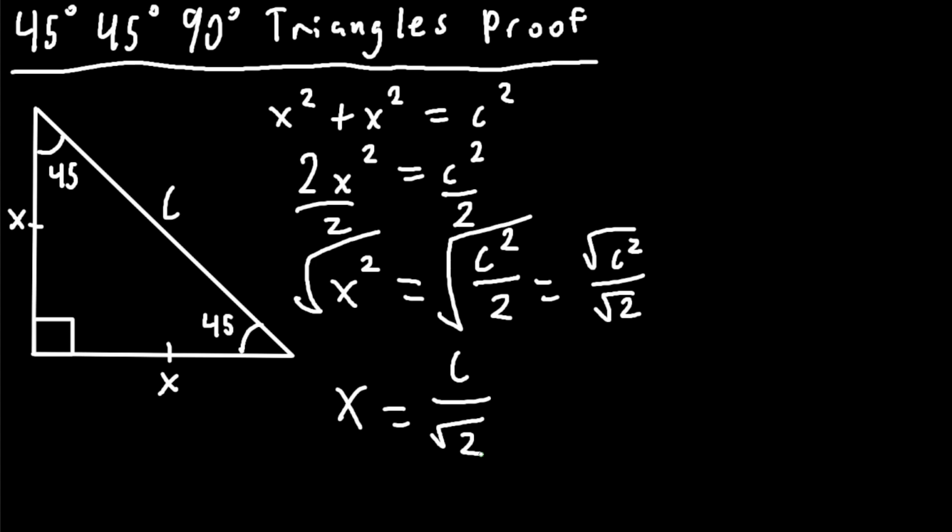Now I kind of want to get c by itself because I want this in terms of x. So now I'm just going to multiply both sides by this square root of 2. So now I'm going to end up with x times the square root of 2 is equal to c. Essentially that means that I can take out this c and replace it with x times the square root of 2. So that's essentially where that comes from.